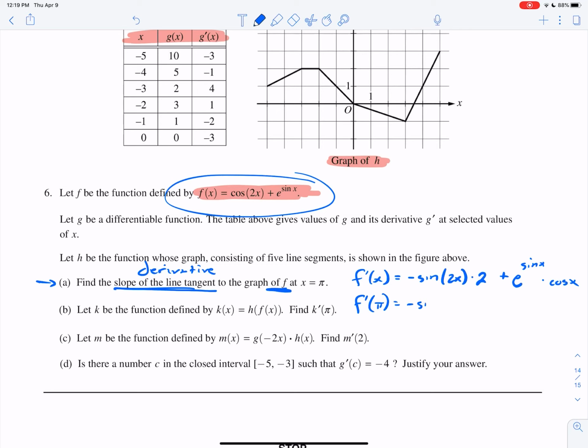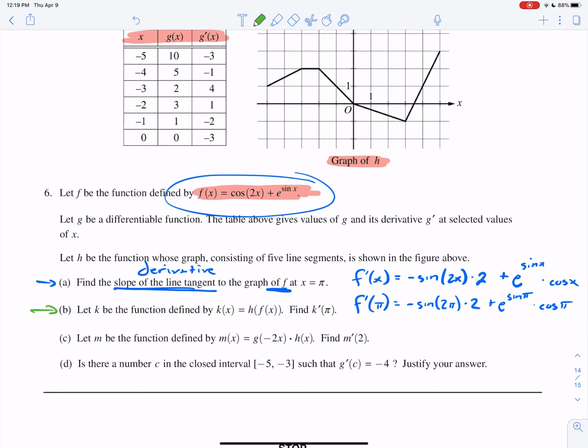So this is negative sine of 2 pi times 2 plus e to the sine pi times cosine of pi. Equals, equals. You can leave it like that. I believe the scoring guidelines go all the way through, but who cares? We don't need to. Okay?